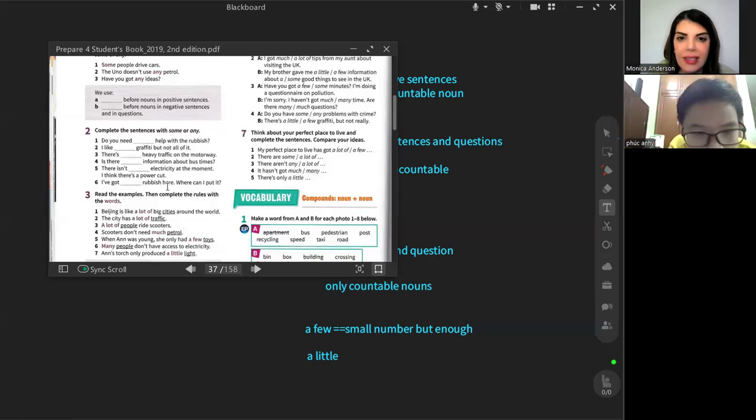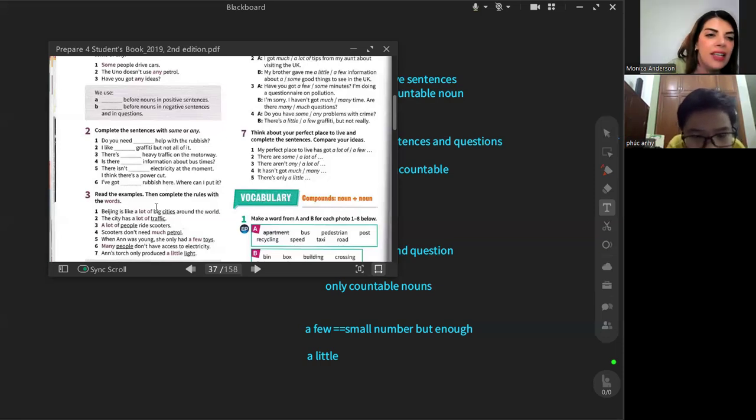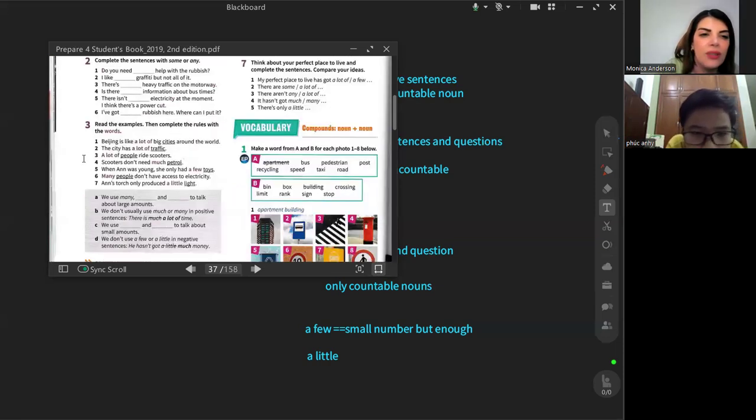Beijing is like a lot of big cities around the world. Okay, so let's complete then. Complete the rules. So just read number two. The city has a lot of traffic.